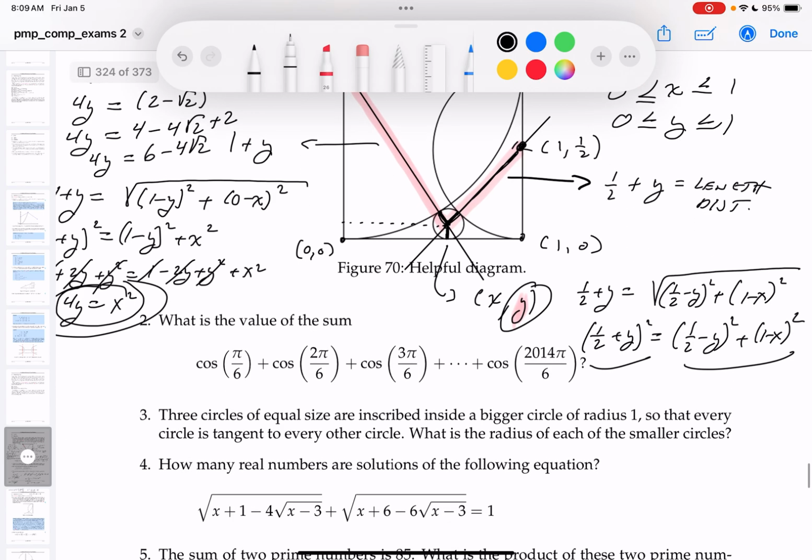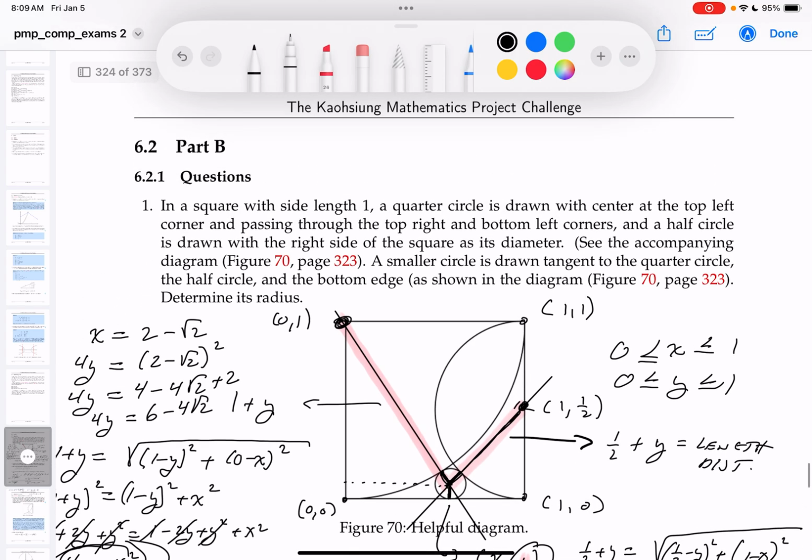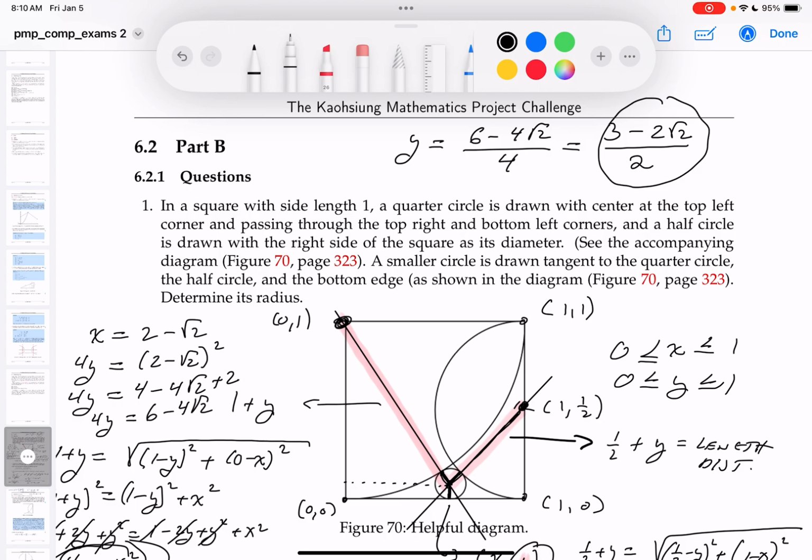Gotta be careful here. Divide both sides by 4. I'll write it down over here somewhere. And y equals 6 minus 4 root 2 over 4. I'm going to divide through by 2. You get 2 here. And then you get 3 minus 2 root 2. And by the way, that's the number between 0 and 1. So this is the radius, by the way, of the small circle. 3 minus 2 root 2 over 2, and we're done. Thank you.